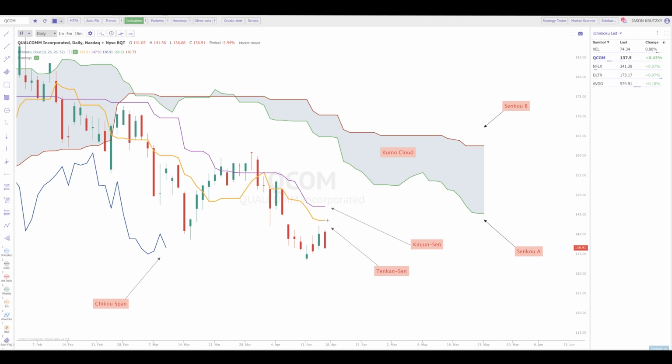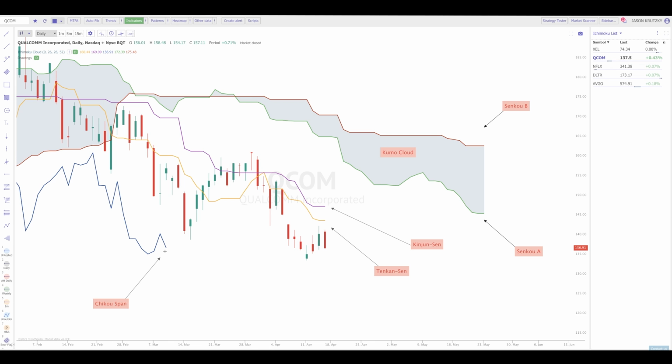We might also want to see that price is trading below the Kumo Cloud. We can see that is definitely the case here. And that the cloud is negative, that the Senkou A is below the Senkou B. Finally, we might want to be looking for the Chikou Span, this blue line, being below the cloud, and it is on this particular symbol.